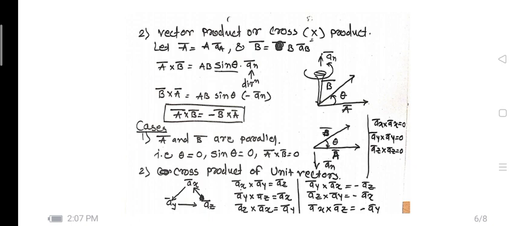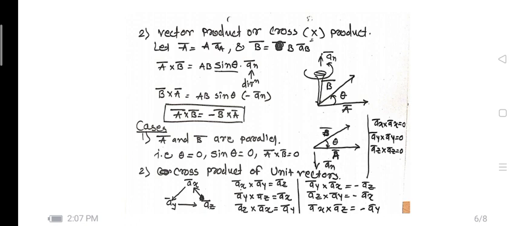Next type of product is vector product, or we also call it a cross product, represented by a cross sign. So let us again consider two vectors a bar and b bar. As per the definition, this cross product of two vectors is the resultant which is equal to product of magnitudes of those two vectors multiplied by sine of angle between them, and the direction is represented by right-handed screw set.